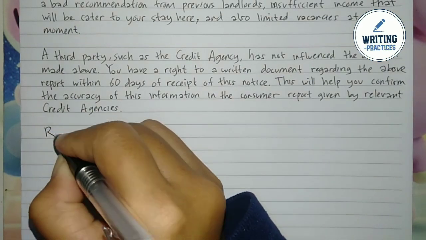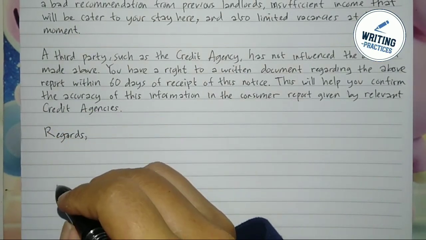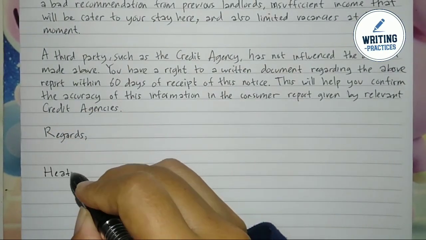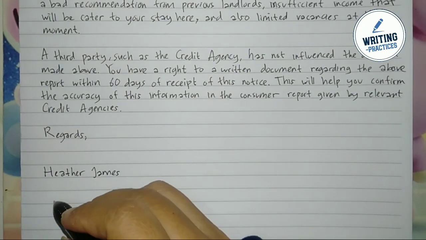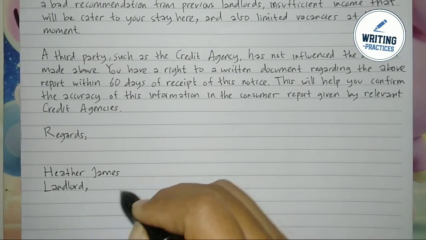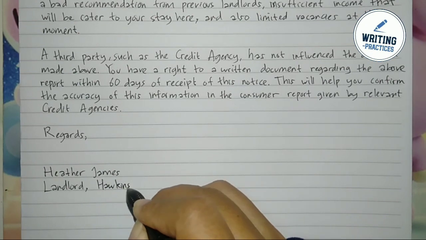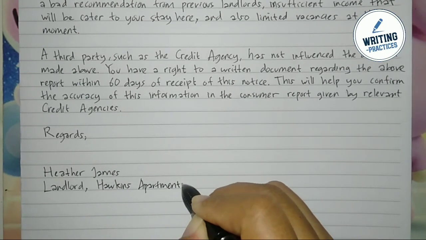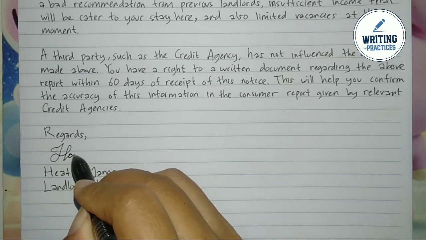Finally, you can close the letter with regards and add your signature under it. After that, write your full name. Write also your title or occupation in the company, and write the name of the company or organization. So, that's how you write a tenant rejection letter step by step.